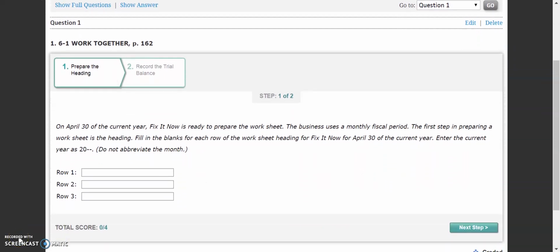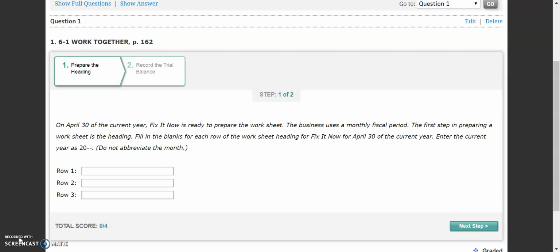So step 1 says on April 30th of the current year, Fix It Now is ready to prepare their worksheet. The business uses a monthly fiscal period. The first step in preparing a worksheet is to do the heading. We want to fill in the blanks for each row of the worksheet. Heading for Fix It Now for April 30th of the current year. We enter the current year as 20 and we do not need to abbreviate the month.